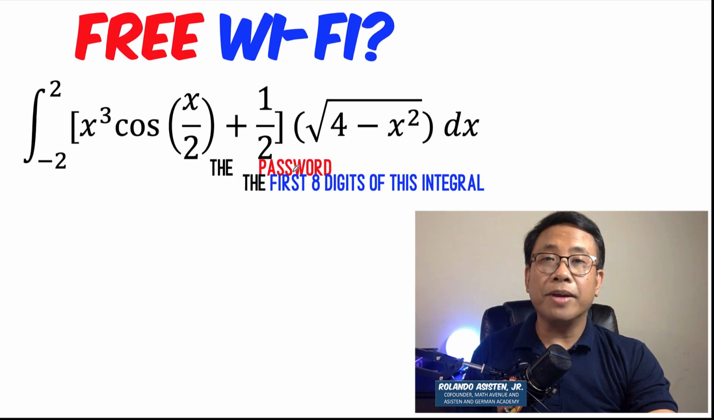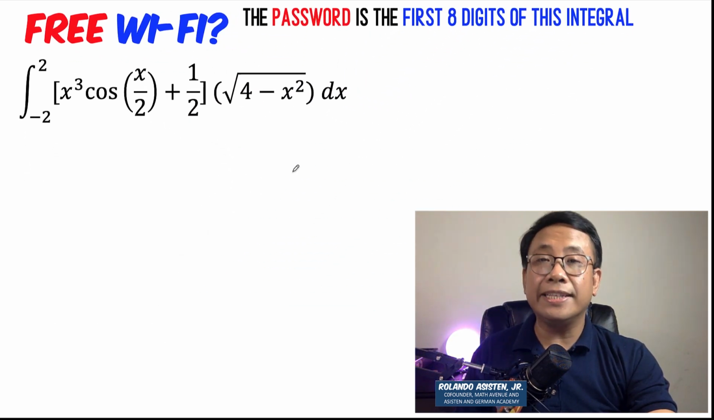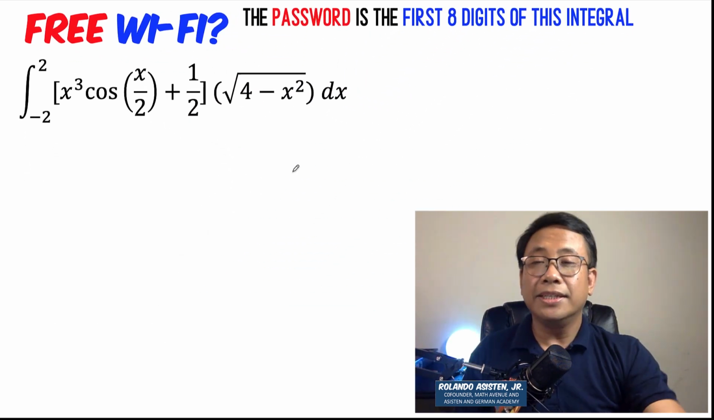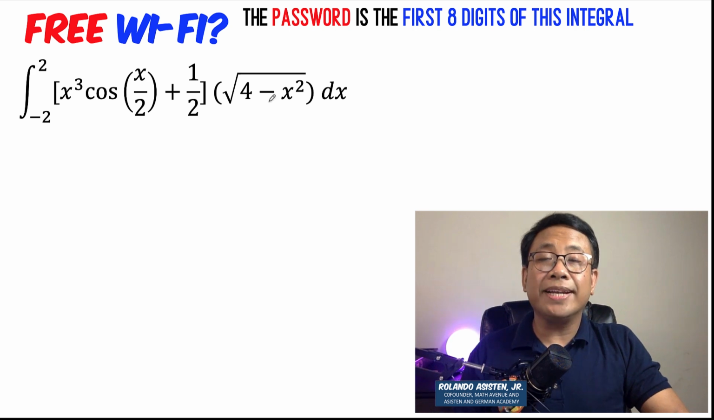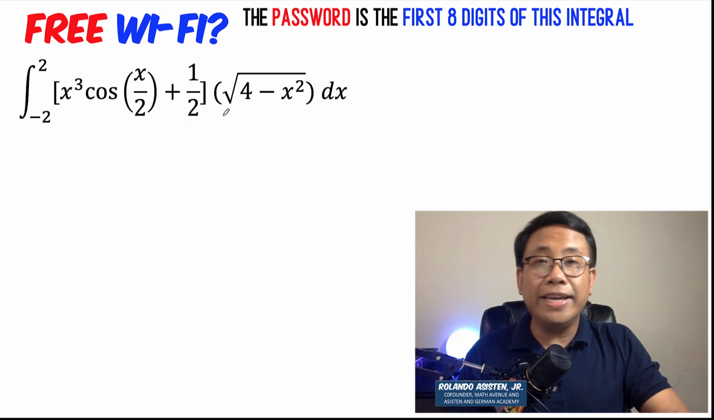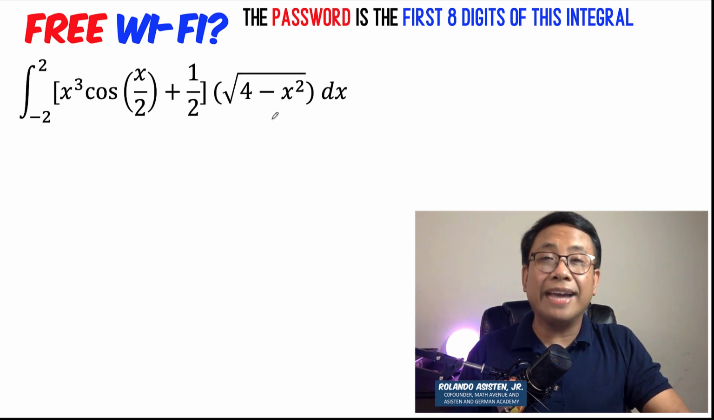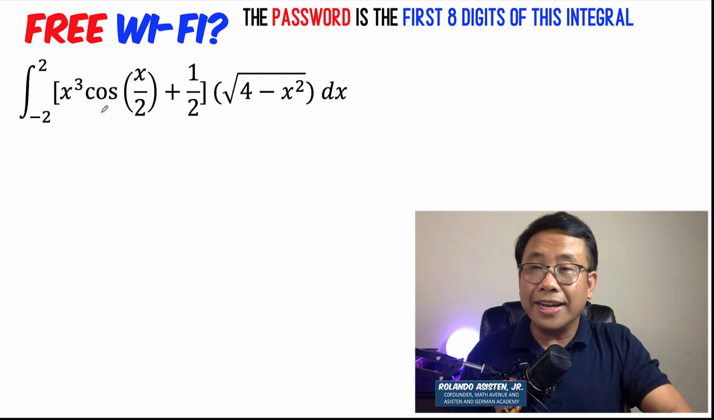Now let's solve this problem together. At first glance, this integral seems to be so complicated. You have x cubed, and you have the cosine function, and you have a radical function. But this problem is chosen in such a way that this will not involve a lot of calculus. What we need are more analysis and understanding of what really is definite integration. So let's analyze the functions.